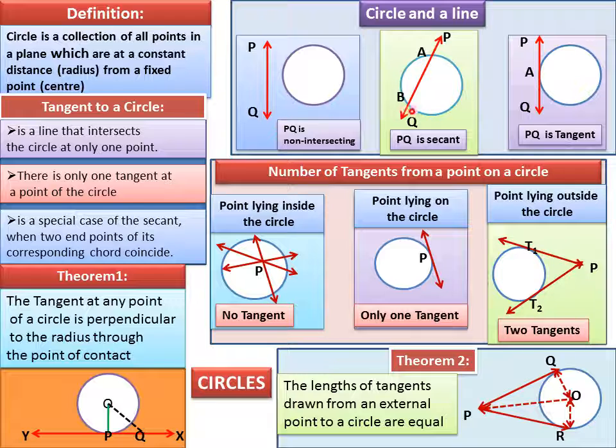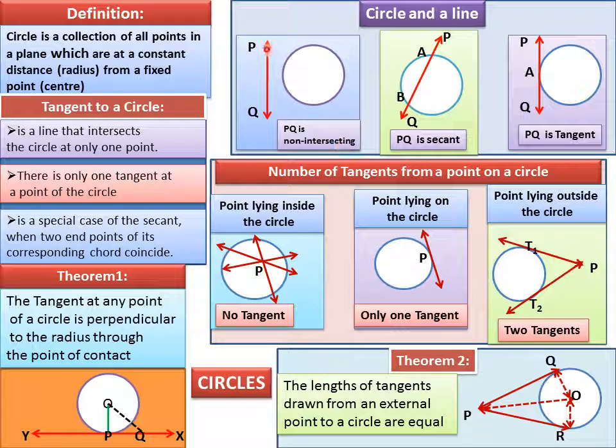Suppose the line that is drawn intersects the circle at any 2 points on the circle, then this line PQ is called a secant. In this case you can see the line PQ intersects the circle at 2 points, A and B, whereas a tangent intersects at only a single point. If it intersects at a single point, then line PQ is called a tangent, but if it intersects at two different points on the circle, then it is called a secant. I hope you understood the difference between tangent and secant.